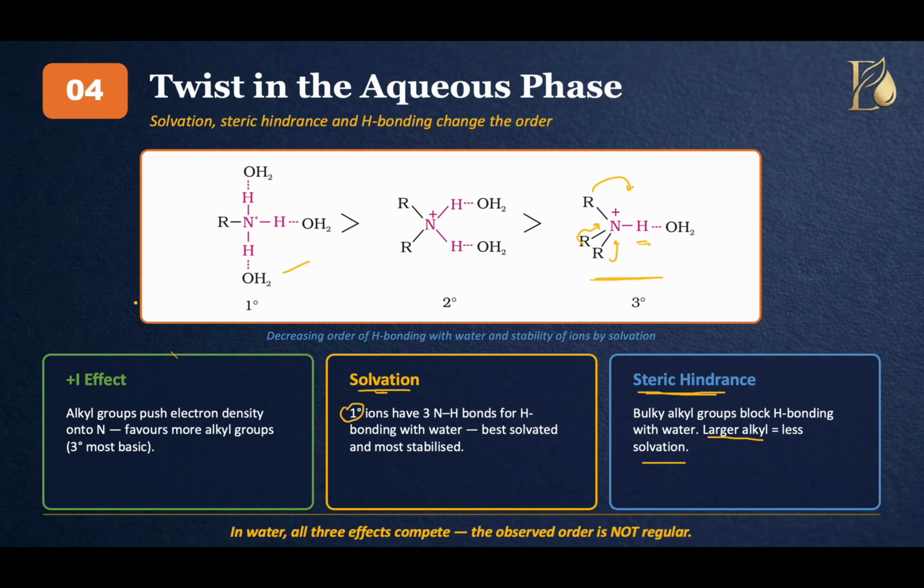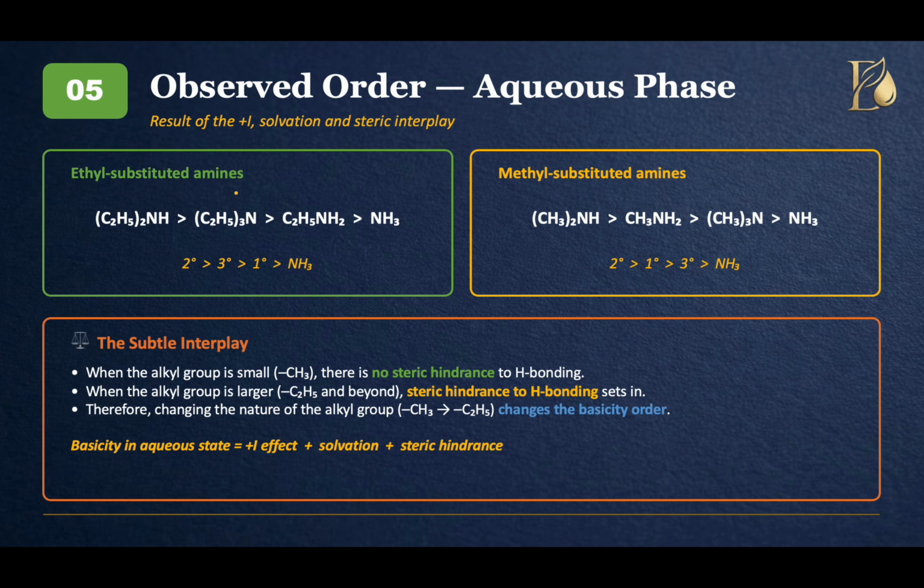Now let us understand the experimentally observed order in water. For ethyl-substituted amines, the order is (C2H5)2NH, then (C2H5)3N, then C2H5NH2, then NH3, meaning secondary, tertiary, primary, then ammonia. In methyl-substituted amines, the order is (CH3)2NH, then CH3NH2, then (CH3)3N, and then NH3, meaning secondary, then primary, then tertiary, then ammonia. Here it is 2-3-1. Here it is 2-1-3.